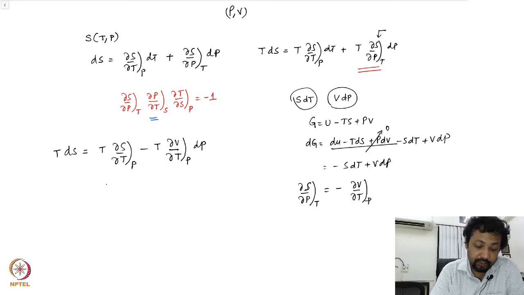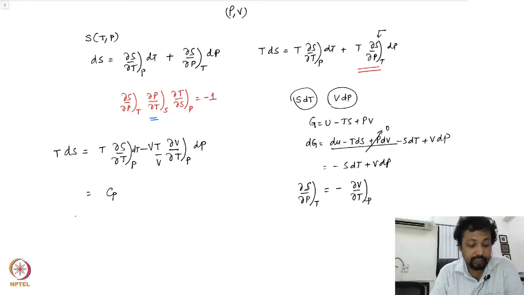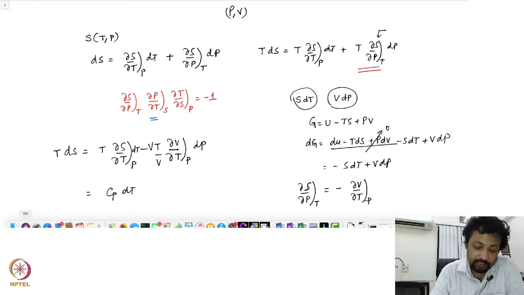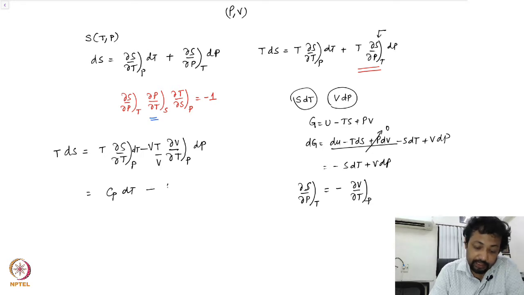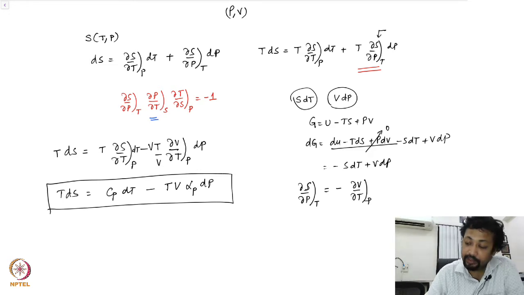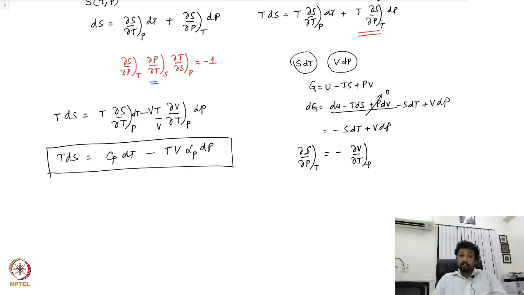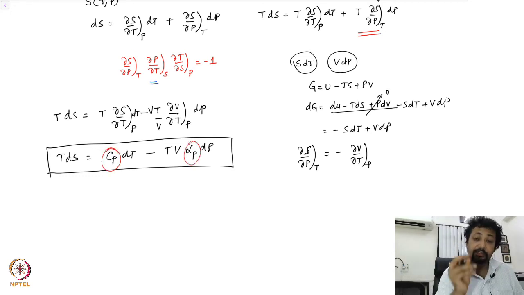So one can divide by volume here and bring a volume on top to give you Cp, sorry, there is a dT here. T del S del T is Cp dT minus TV alpha P dP. So your first law is completely written down in terms of material parameters.